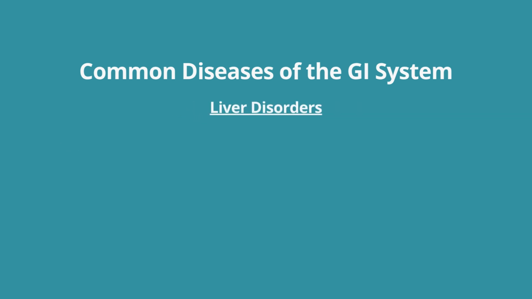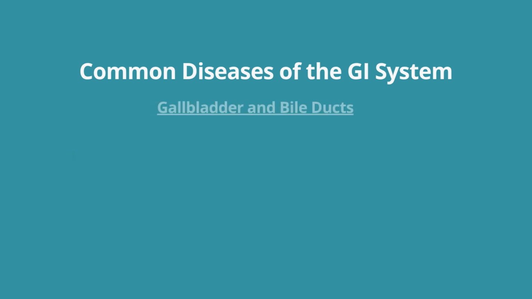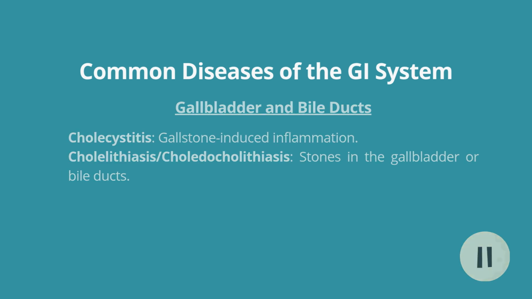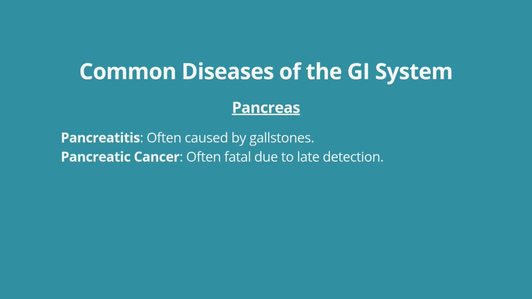Liver disorders include ascites, cirrhosis, hepatitis, hepatomegaly, jaundice, and liver cancer. Disorders of the gallbladder and bile ducts include cholecystitis, cholelithiasis, and choledocholithiasis. Disorders of the pancreas include pancreatitis and pancreatic cancer.